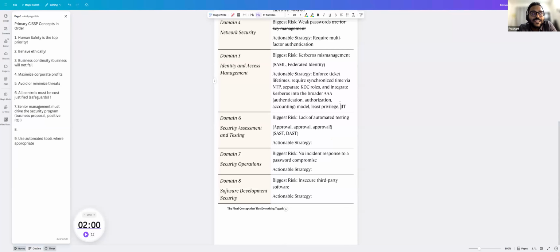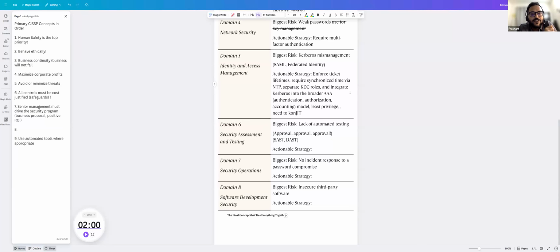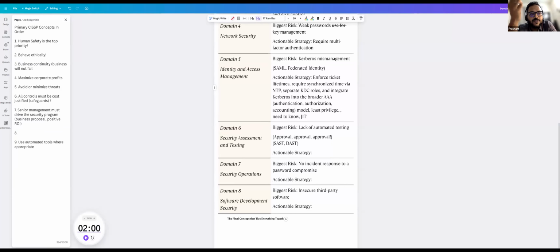So need to know is the rationale for knowing why exactly someone needs to know this information. If I need to access any piece of information, I need to provide a justification why. Why do I need to have this access? Once I have the need to know, what I'm going to do with this access is defined in least privilege. Right. Exactly.